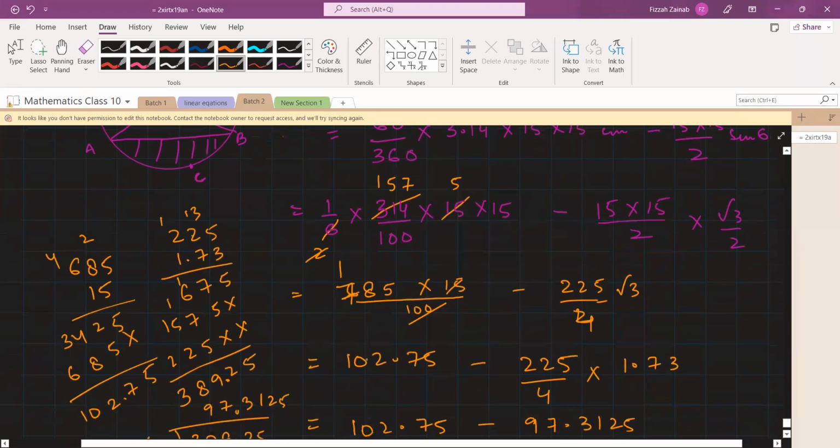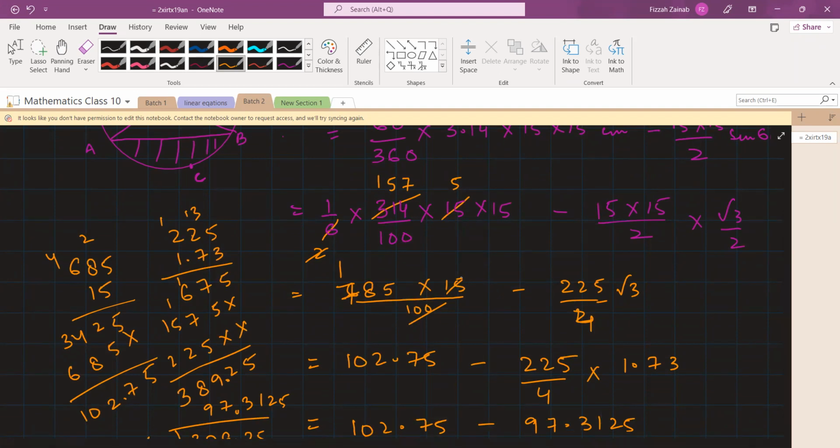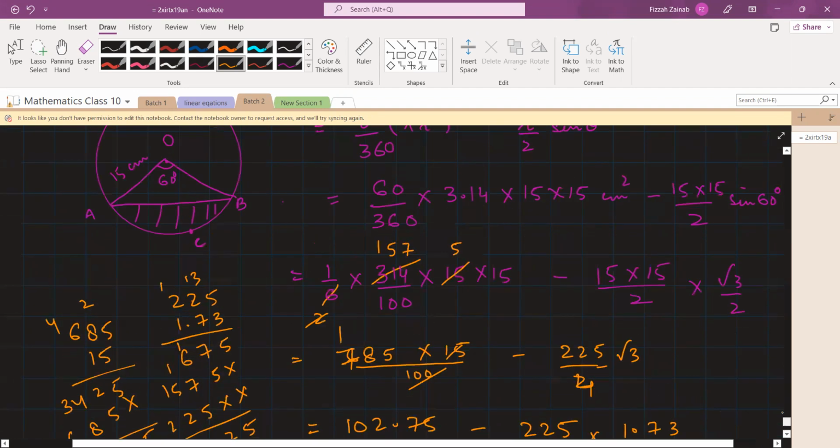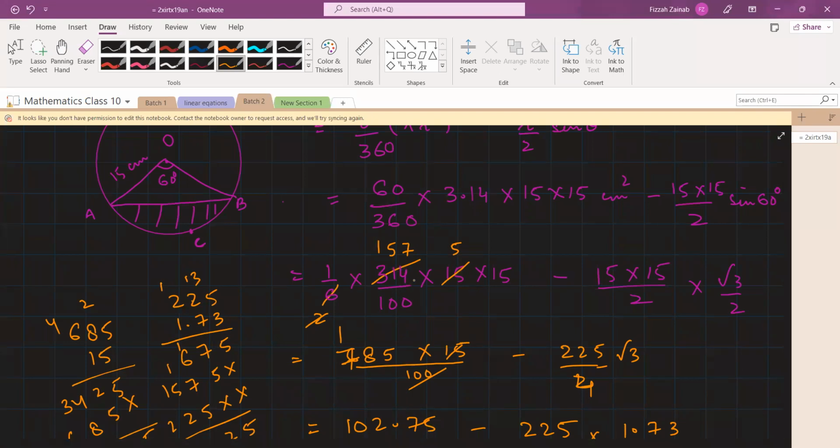So that means, and then 115 I have. Let me just check. See, so far it was correct, right? So 60 by 360, it will become 1 by 6. Then you have 314 divided by 100 and then 15 into 15. So far it's correct, right? So it 314.